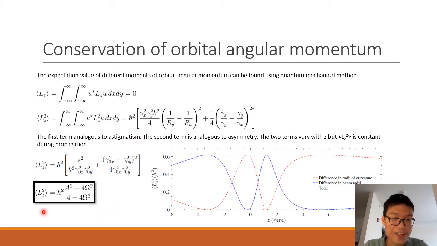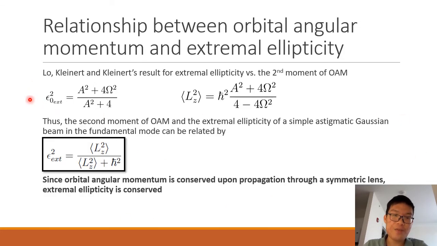Interestingly, we can also relate that second moment of OAM to the astigmatism and asymmetry. And as you recall, this expression for extremal ellipticity, these two parameters are very strikingly similar. So, in fact, we can relate the extremal ellipticity with the second moment of OAM by this very simple expression. So this is one of the most important results of our research.